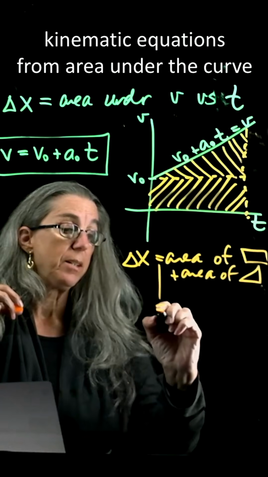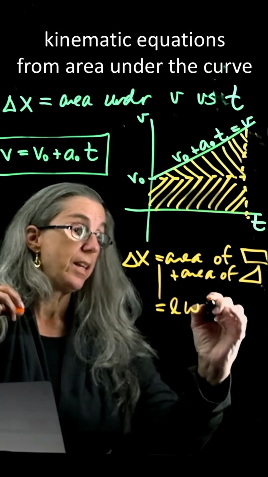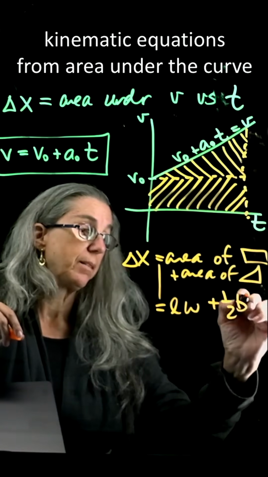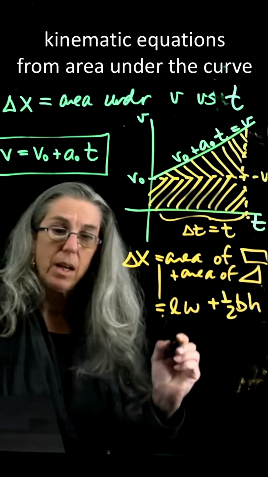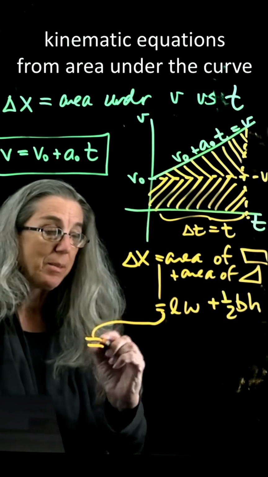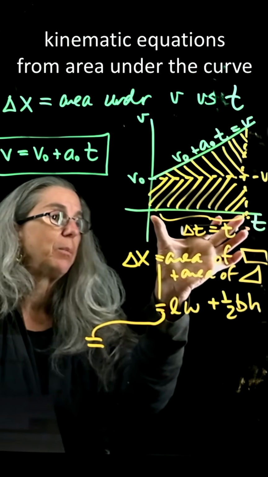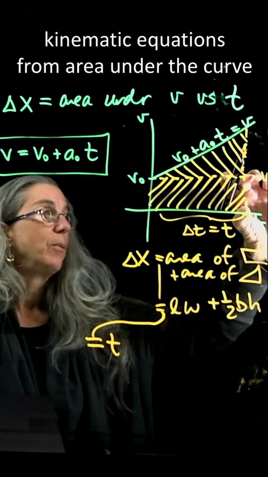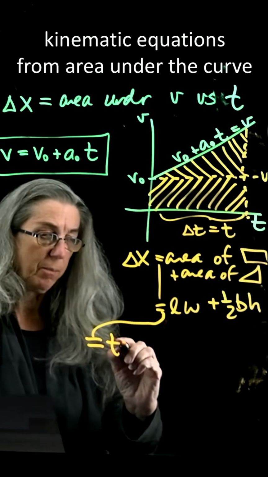The area of the rectangle is the length times the width, and then you may or may not remember the area of a triangle is 1/2 the base times the height. I need a little bit more space for this one, so I'm going to move it over a little bit. So the length times the width, the length of the rectangle part is the t, and the height of the rectangle part is just the v0.